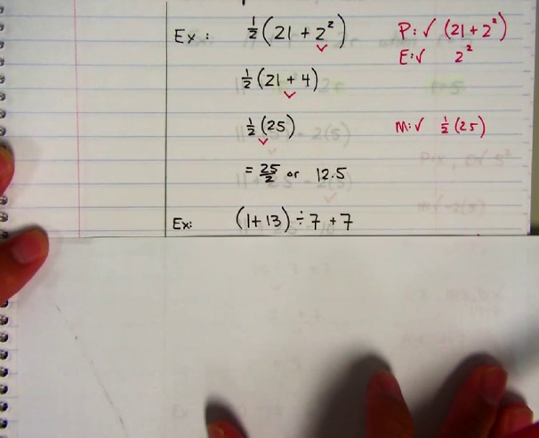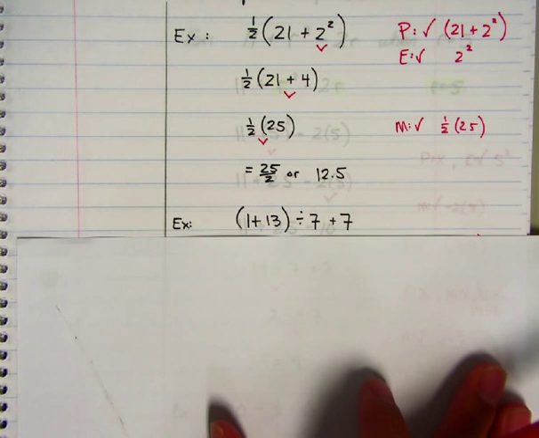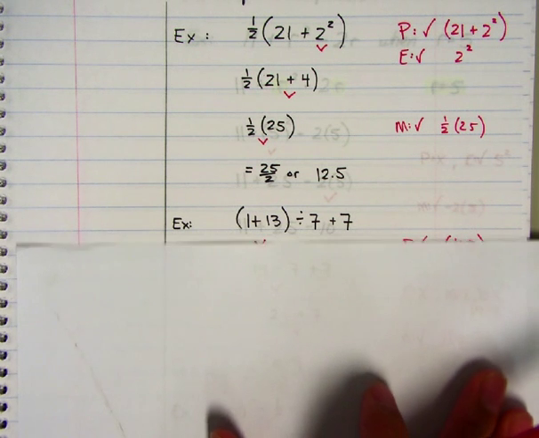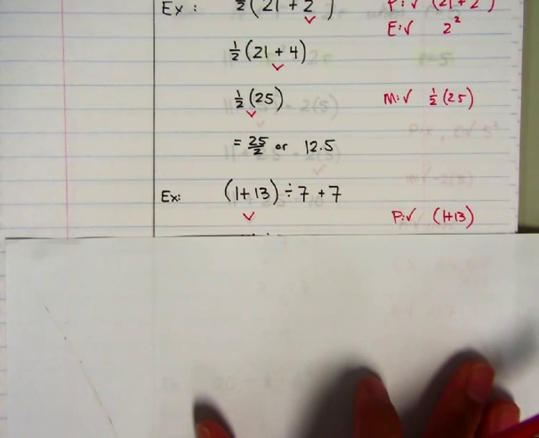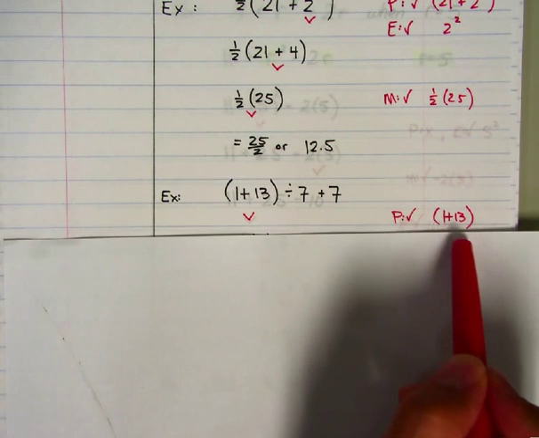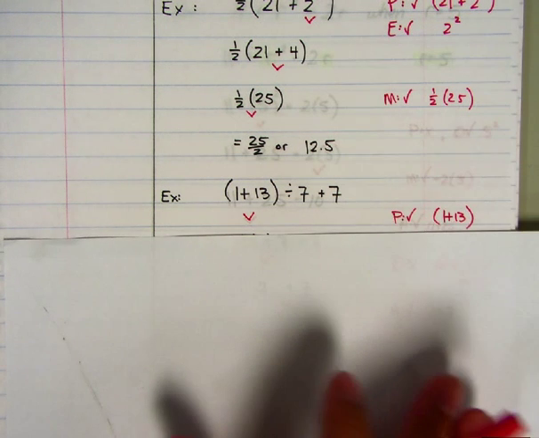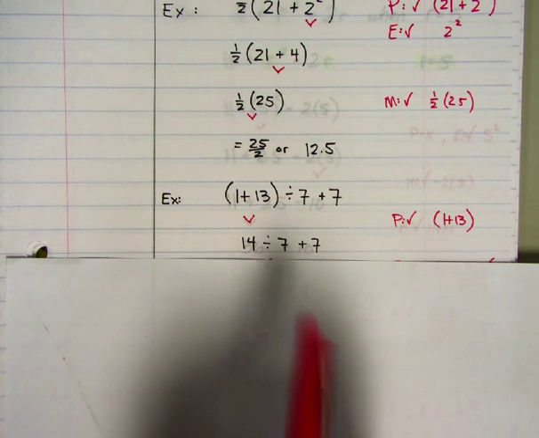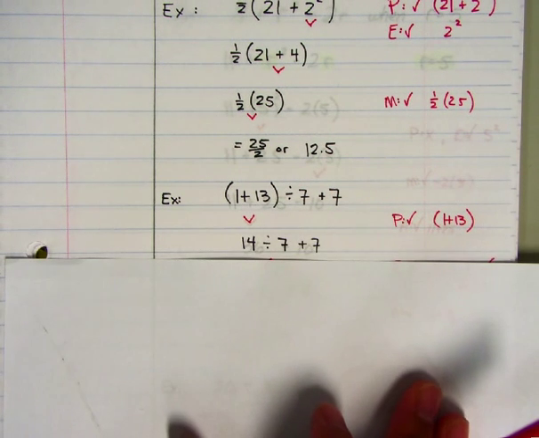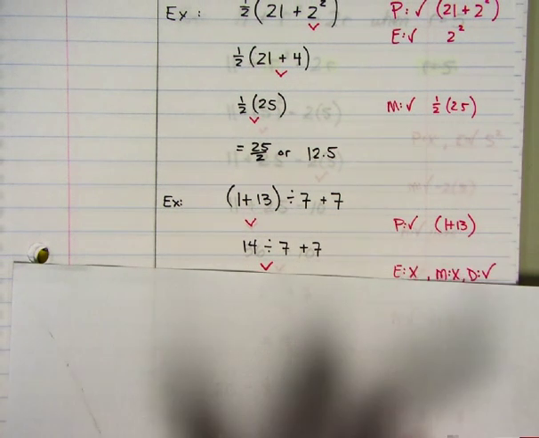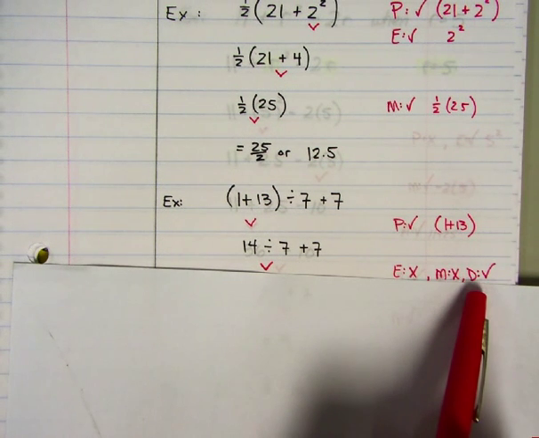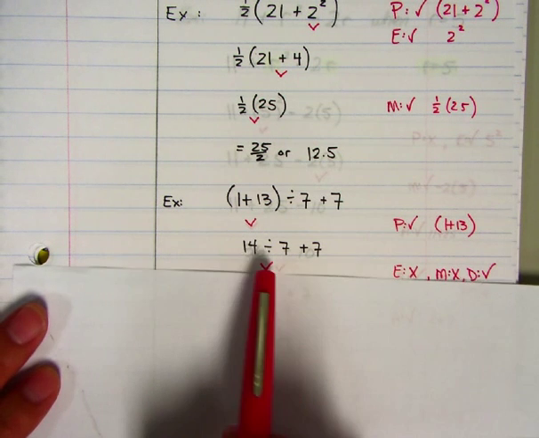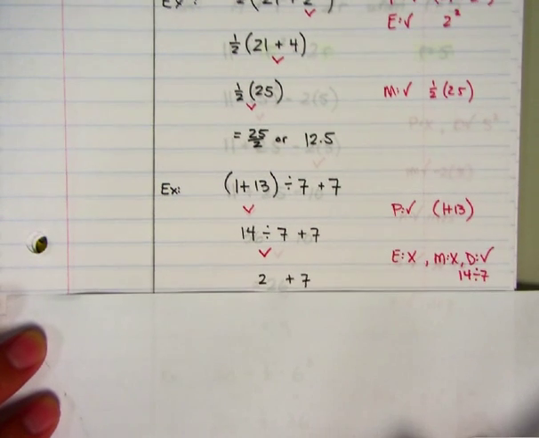How about this problem here? You can pause the video and try it out yourself, and then check to see your work. Alright, the first thing I notice is I have parentheses. And inside the parentheses there's only one operation, which is addition. So I'm going to add those together. It's 14. Next, there's no exponents, so I skip that. There's no multiplication, so I skip that as well. I go to division. So division, 14 divided by 7, that gives me 2.